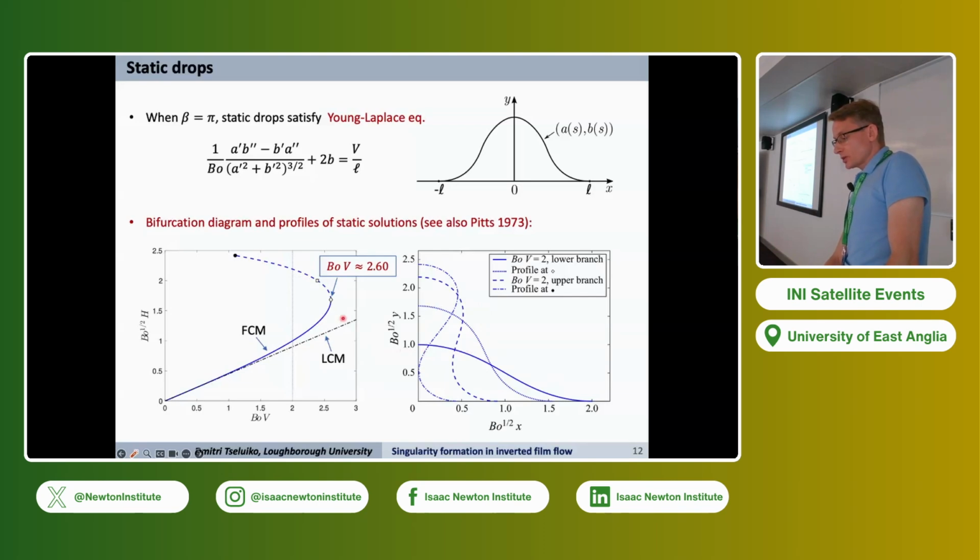So the right panel shows several solutions. The maximum volume solution corresponding to this diamond is shown by this dotted line. And then the solid line and the dashed line correspond to volume equal to 2. So the solid line is the stable solution, and the dashed line is the unstable solution. And also at this filled circle, the solution becomes self-intersecting, so the solution pinches, and there is no physical sense to continue beyond this point. The respective solution is shown by the dot dashed line here.